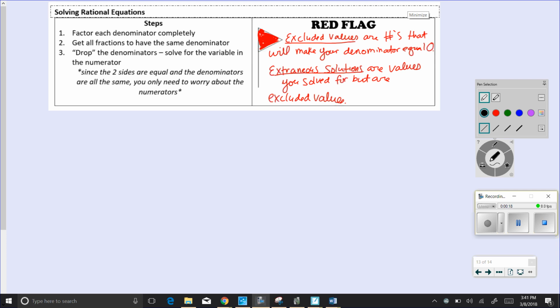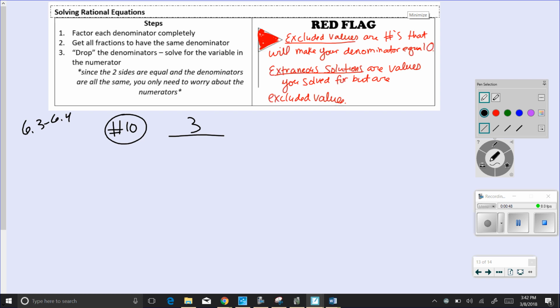And these are excluded values, which are the numbers that would make your denominator equal 0. If when you solve you get one of those excluded values, that's called an extraneous solution. So we're going to look at some examples that include that today. On our quiz review for section 6.3 to 6.4, I'm going to start by looking at number 10.